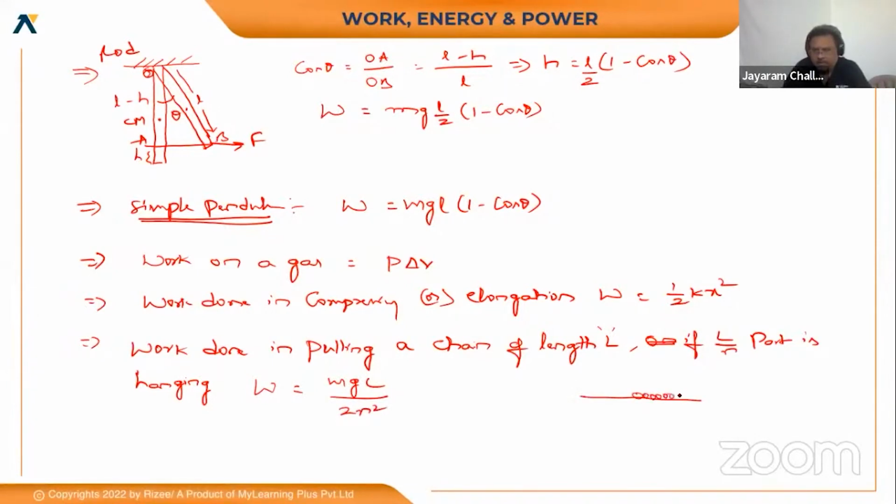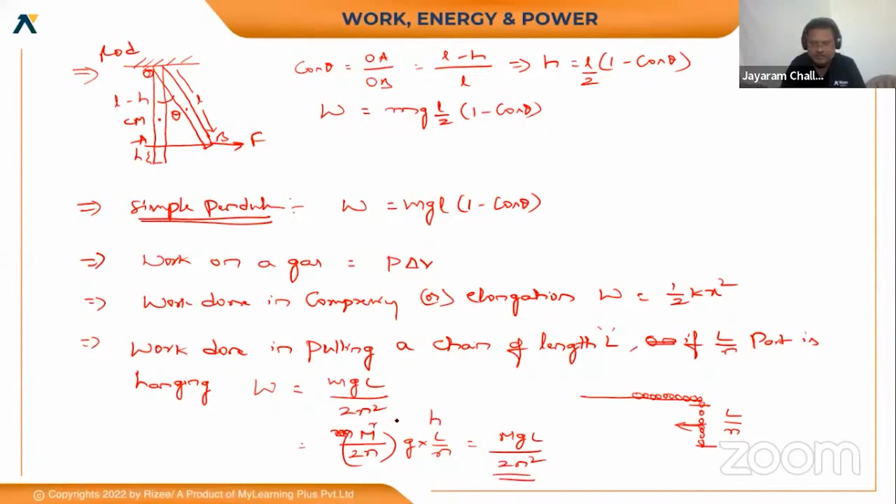So out of the total length, if the hanging portion is L by nth part, the general formula is mgh only. So how much part is hanging? The mass of the hanging portion is m by n, and its center of mass lies at the midpoint of that portion. So the mass of the hanging portion is m by n, g will be there, into the height you need to lift it, which is L by 2n. So this will be mgL by 2n square. Like this, you can find out the different cases.